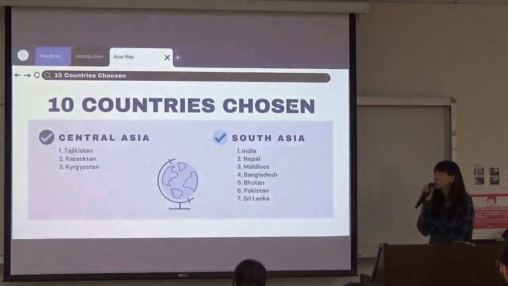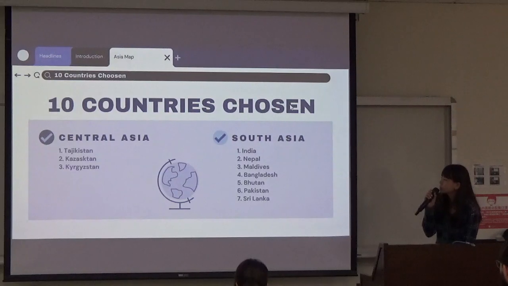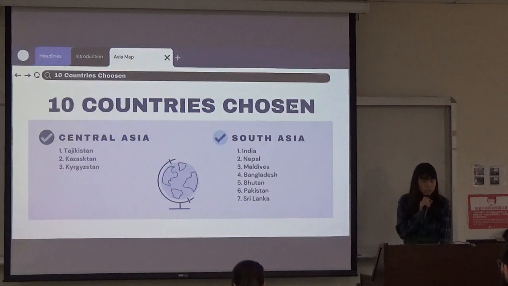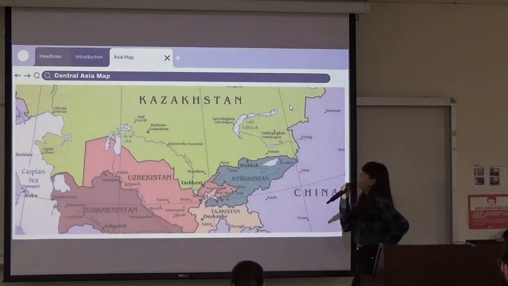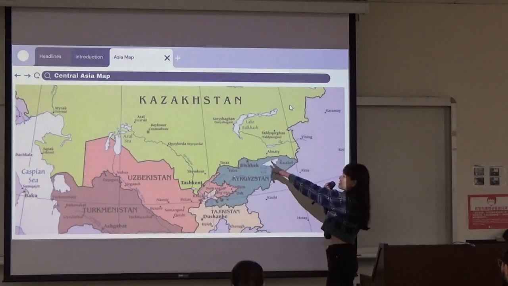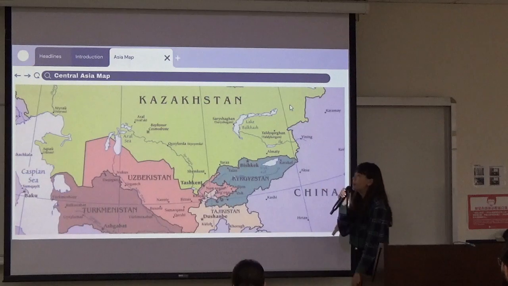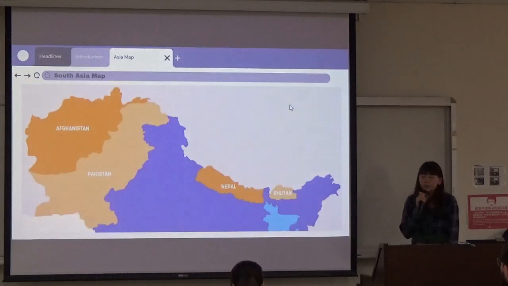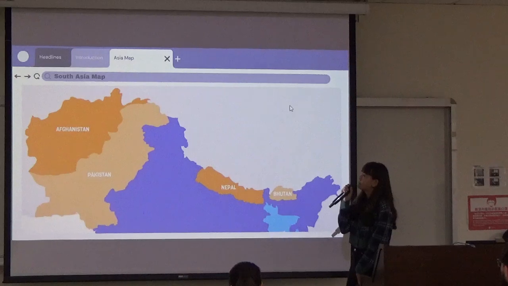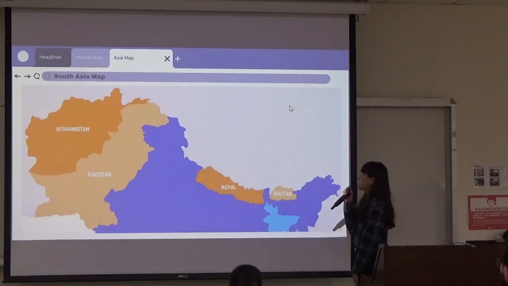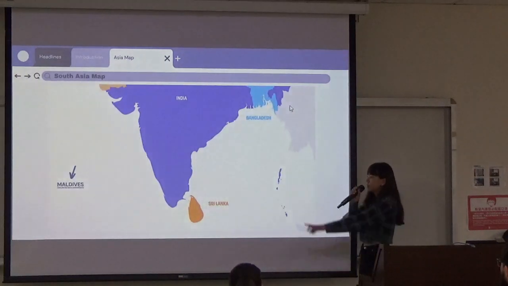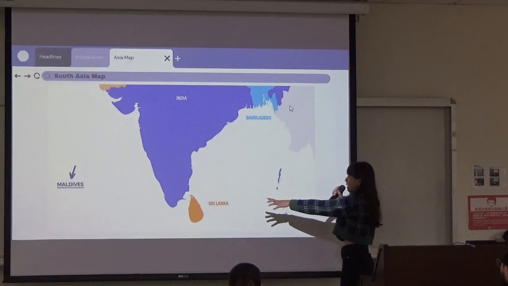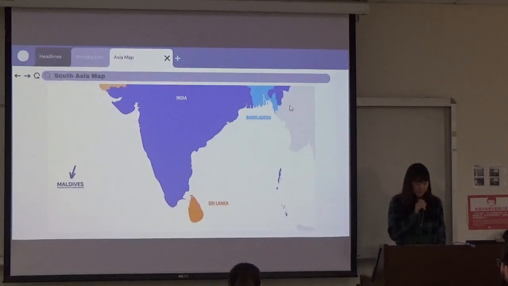And here are the countries we have chosen. We have 3 countries from Central Asia and 7 countries from South Asia. And here is the map of Central Asia. In case you don't know, it is Hasake in Chinese, and Uzbek, and the other countries we have chosen. And here is South Asia. We have Pakistan, Nepal, and Bhutan, and also the island over there is Maldives, and also Sri Lanka and Bangladesh.